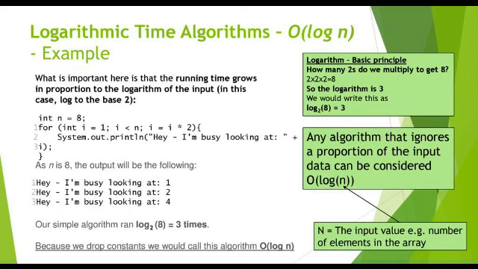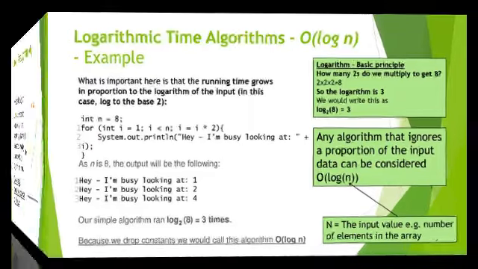As N is 8, the output will be the following: 1, 2, 4. Hey, I'm busy looking at 1. Hey, I'm busy looking at 2. Hey, I'm busy looking at 4. Log base 2 of 8 is 3. Our simple algorithm ran log2 8 = 3 times. Because we drop constants, we would call this algorithm O(log N). N equals the input value, for example the number of elements in the array.